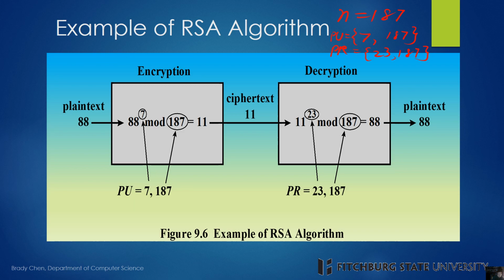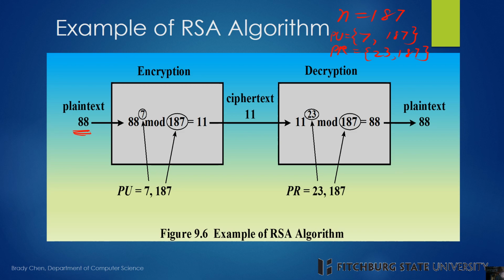How can we do the encryption and decryption? Actually, that's the easy part, because the difficult part has been done. Let's assume we have a plain text, 88. When you select a plain text, make sure it is always smaller than n, which is 187.